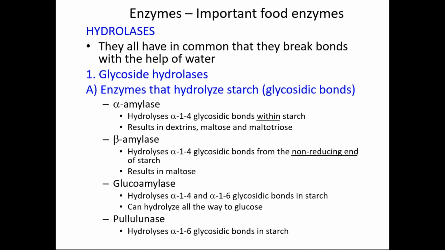So hydrolases, which are important in the food industry, most of the hydrolases belong to the enzymes that will break down starch. So alpha amylase, we have seen, is the enzyme that will break down the alpha 1,4 glycosidic linkages within starch. Beta amylase hydrolyzes the glycosidic bonds from the non-reducing end of starch. Glucoamylase hydrolyzes alpha 1,4 and alpha 1,6 glycosidic bonds in starch, and pullulanase hydrolyzes the alpha 1,6 glycosidic bonds in pullulan.